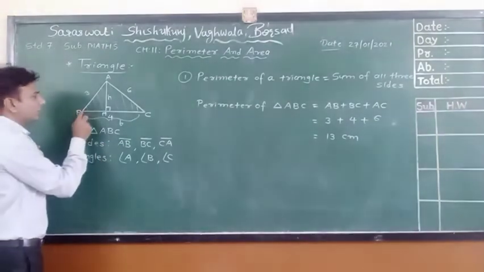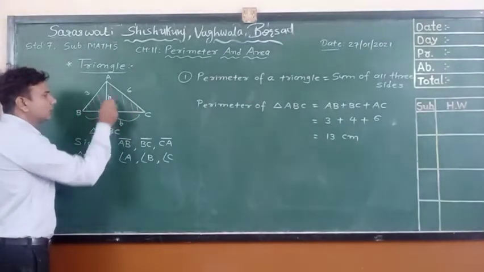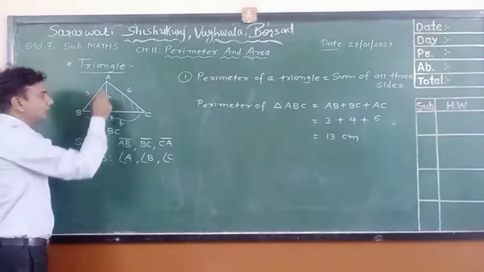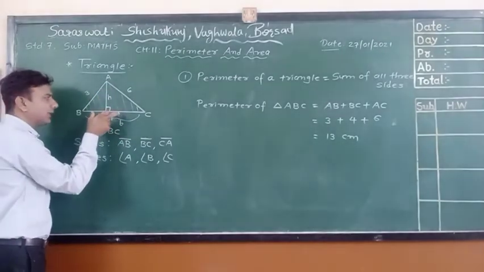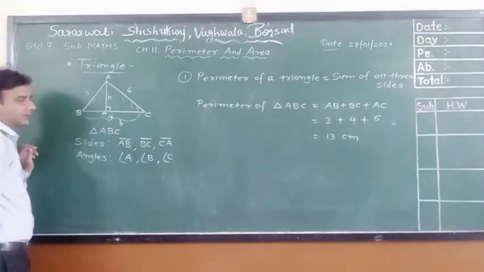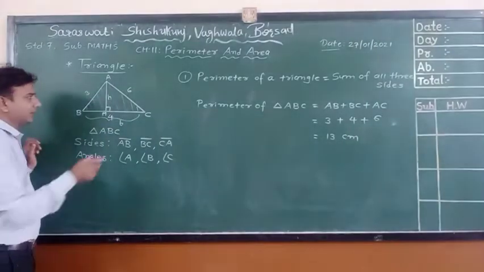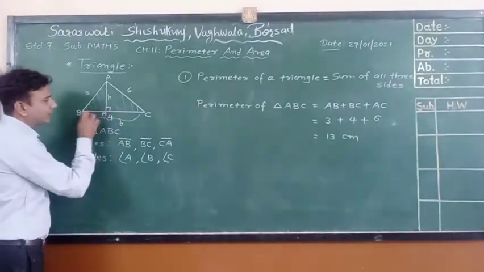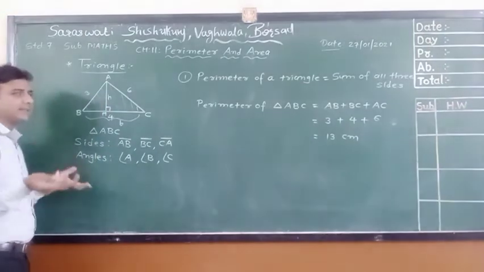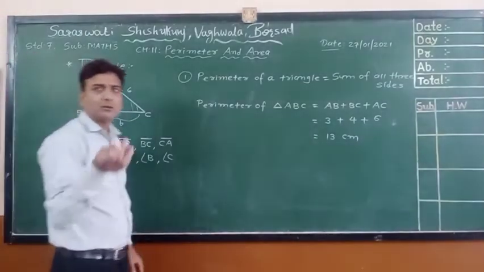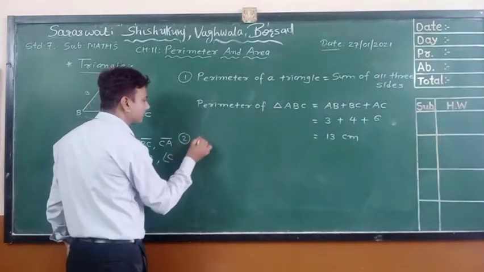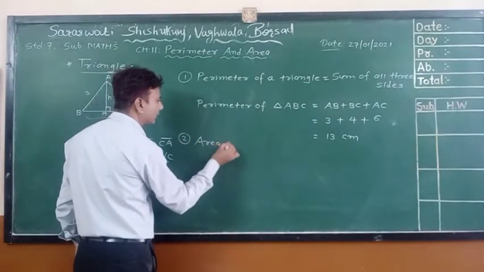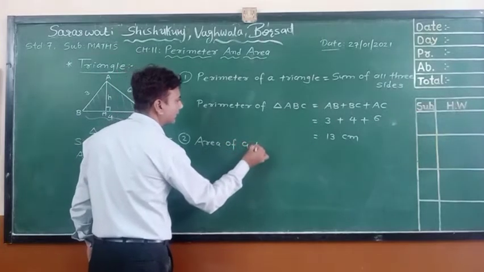See here. We took this base, so we draw one altitude on this base because this is the corresponding line segment of this altitude. Is it clear? Yes. So with this base and this angle, now we can easily find its area. So here is another formula to find the area of the triangle.